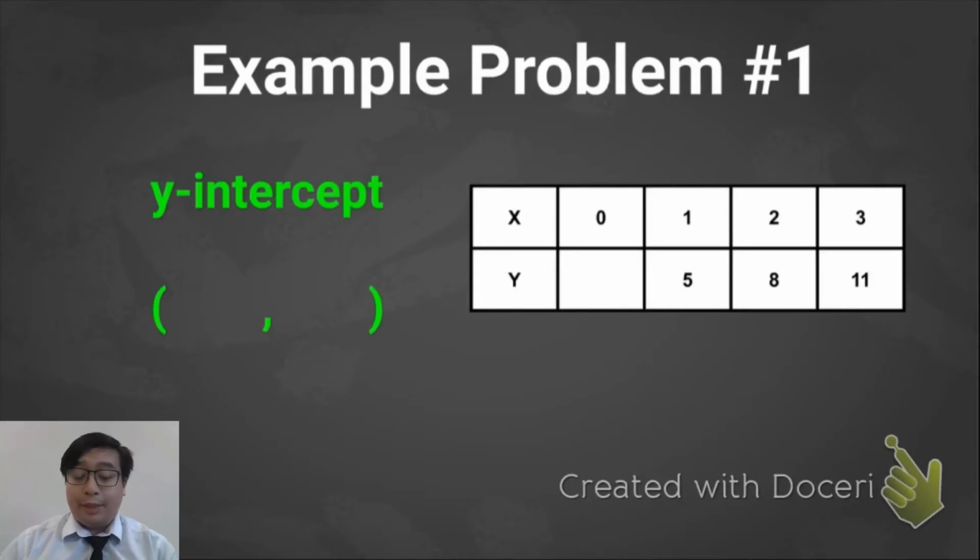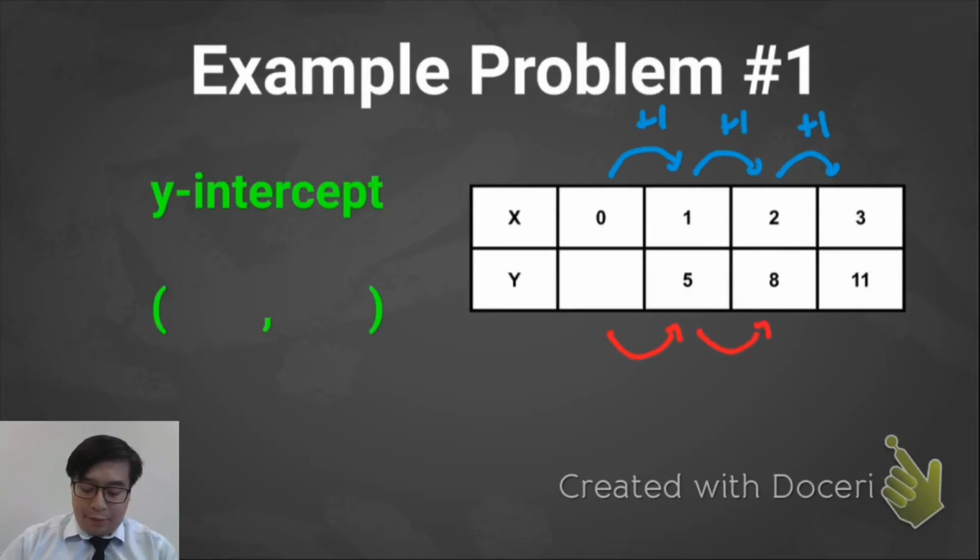So starting off with my change in x, from 0 to 1, that's going to be a change of plus 1. From 1 to 2, that's also plus 1. And from 2 to 3, that's also plus 1. Now let's find my change in y. From 5 to 8, that's going to be a change of plus 3. And from 8 to 11 is also plus 3. So I know the slope for my table is going to be 3 over 1.